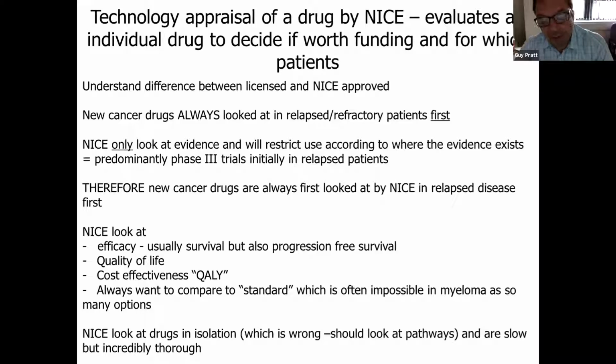And NICE are very good at looking at the evidence. They're very thorough, but they are incredibly slow, which is the big issue for me, is that they always lag behind. So a drug can get licensed, but it can take quite a long time, maybe even years before NICE get around to looking at it. So it's different to a guideline. They'll look at cost effectiveness, they'll compare it to a standard treatment, they'll be looking at quality of life in more depth than probably we will in a guideline, and they're making decisions about whether a drug should be funded or not.